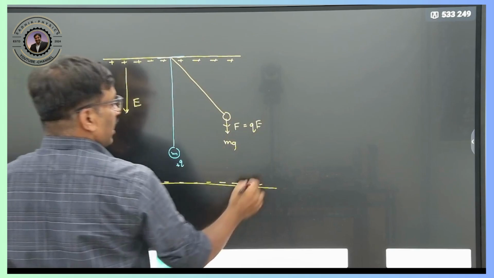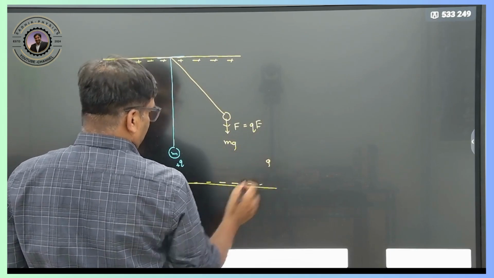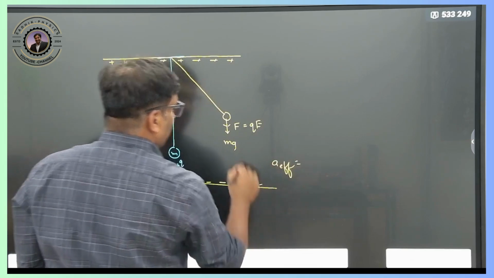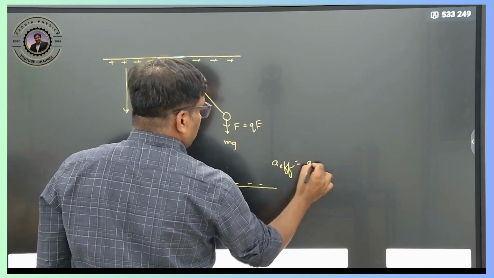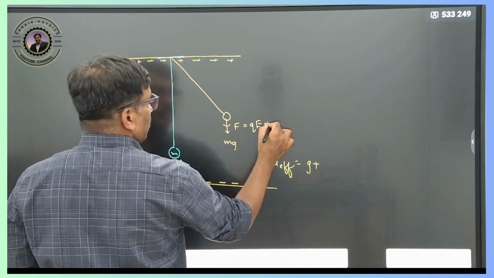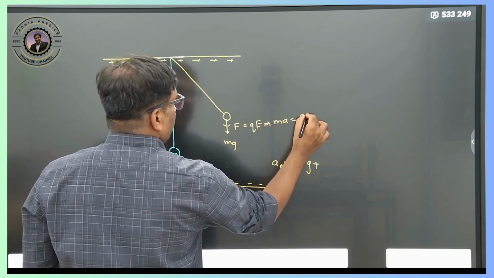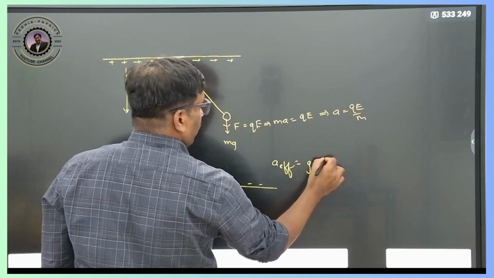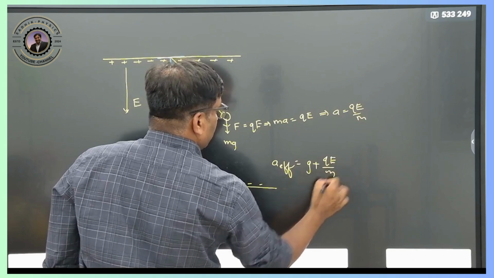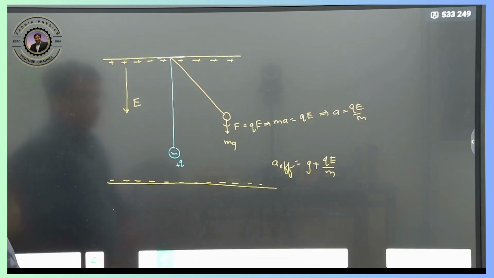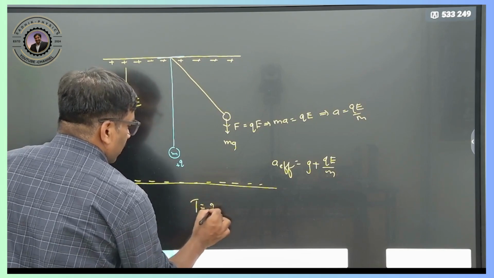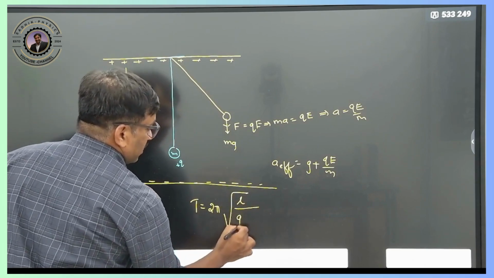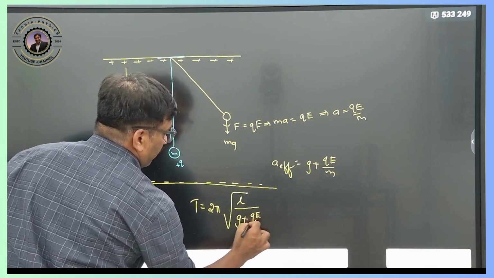What will be the net force on this? Or the effective acceleration, how much? Downward it is g. Due to the electric force, ma equals qE, that is a equals qE by m. So qE by m is the net effective acceleration. What will be the time period here? Time period equals 2 pi times square root of L by effective acceleration, that is g plus qE by m.